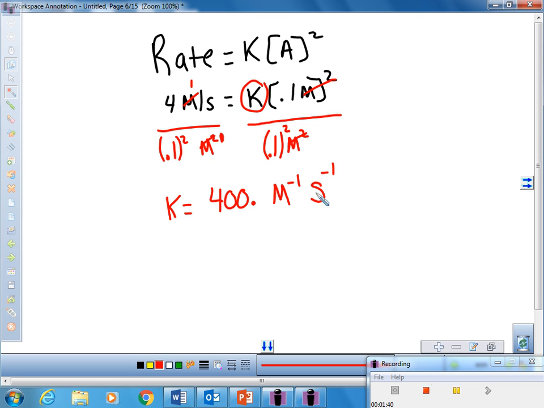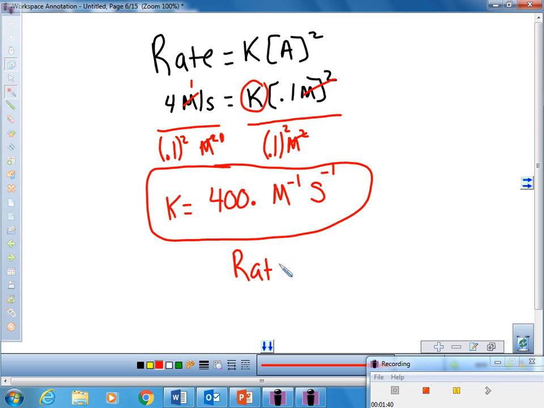I just want to point out that the overall order was 2, and this is a -1 and a -1. If we add them together, we get a -2, but the absolute value of that would be 2. We're going to start to see a pattern with K's units. Okay, so if we wanted to write the rate law, we could even rewrite it and put K in there in all its glory with its units, and it would look like that. That would be our rate law.